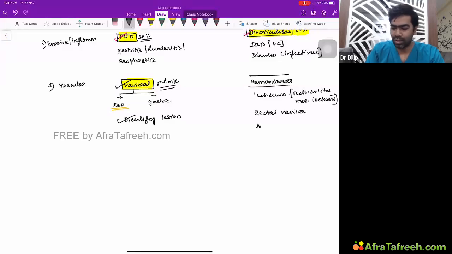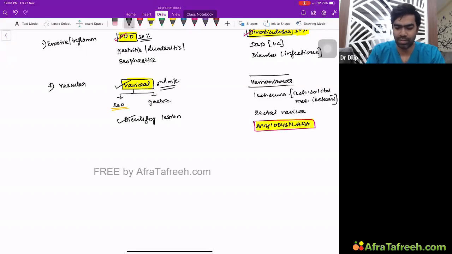And we also have something called angiodysplasia. Usually it is very common in the colon, so colonic angiodysplasia. Actually, angiodysplasia can be a cause of both lower gastrointestinal bleed as well as upper gastrointestinal bleed.